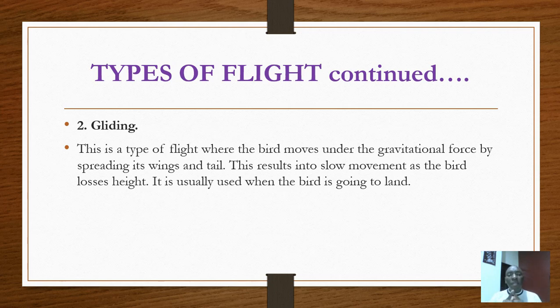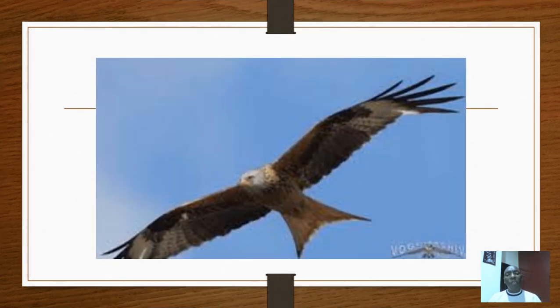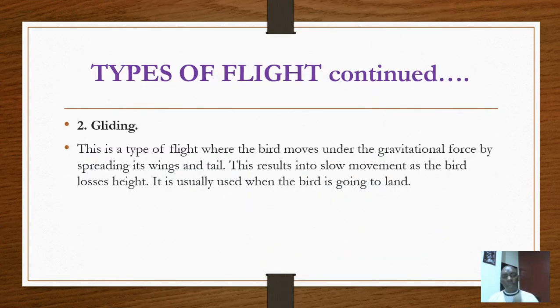Therefore, it loses height. Gliding is usually used in birds that are going to land, because when it is going to land, it was flying from up, it now needs to come down. So just like we see in that visual, it has spread the wings, it has spread the tail. Look at the tail spread, the wings spread. Then it simply moves in the air under gravity. Therefore, it ends up losing height. That is why we say that it is used when the bird is going to land.